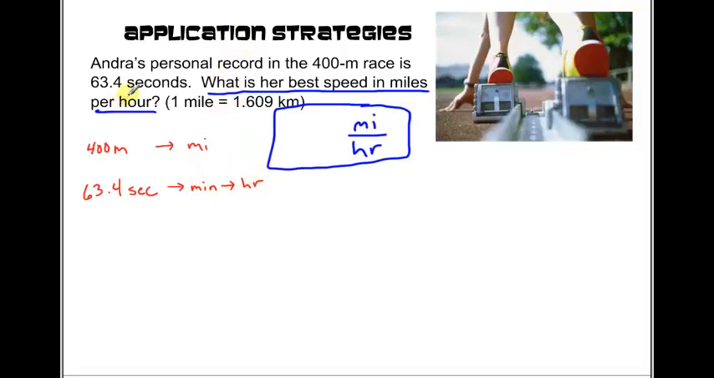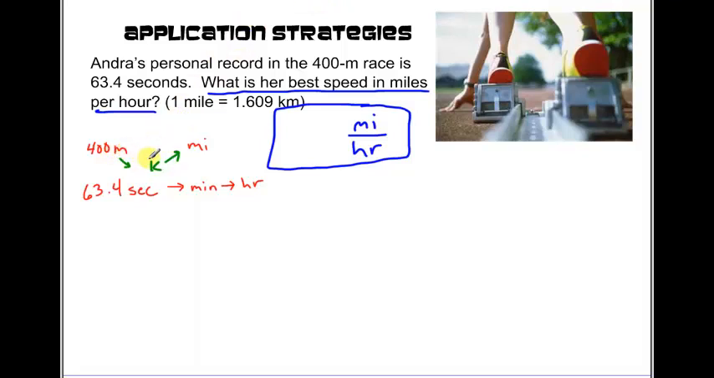All right, so let's start out with the meters into miles. Now we have this conversion unit that takes us into kilometers. So actually I guess we're going to have to do it in a couple of steps. First we're going to have to go into kilometers, and then we'll go into miles. So let's kind of rewrite that.